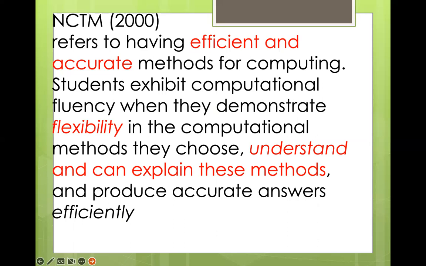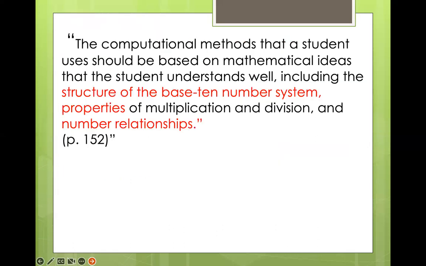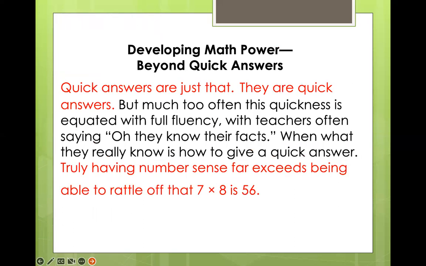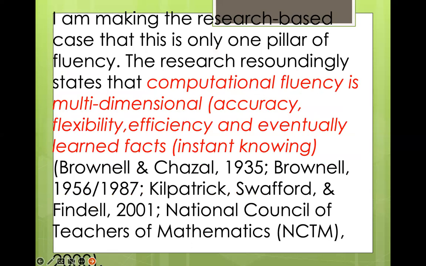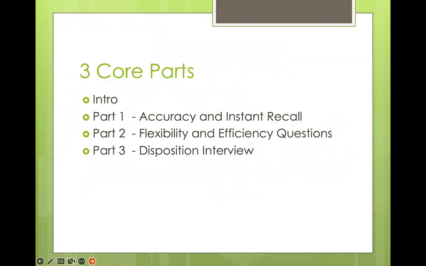So you'll notice on the running record in part 2, we ask kids to explain what they're doing. Okay. We want them to base their strategies in base 10 properties and the relationships between the numbers. So it's not just quick answers that we're looking for. We want kids to have number sense, and that's what we're trying to build. So computational fluency is multidimensional, right? And I want you to think about those 4 pillars, that it's flexible, accurate, efficient, and being able to select the correct strategy.